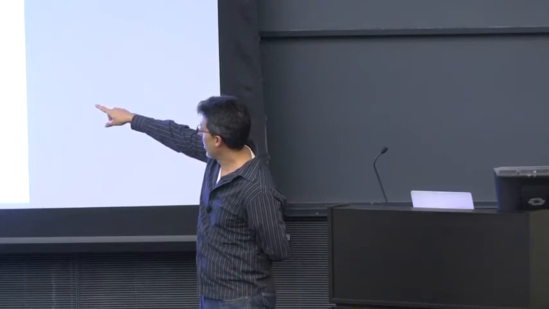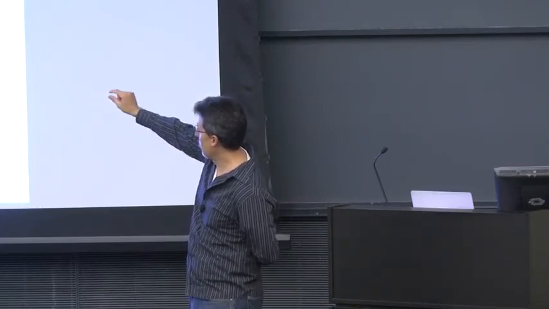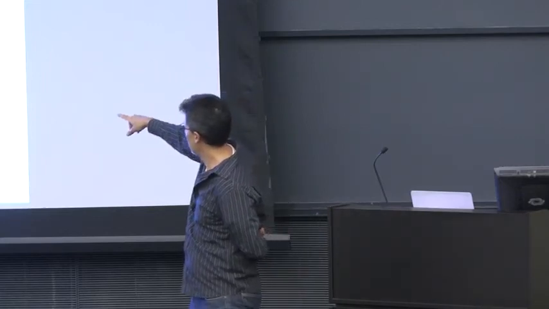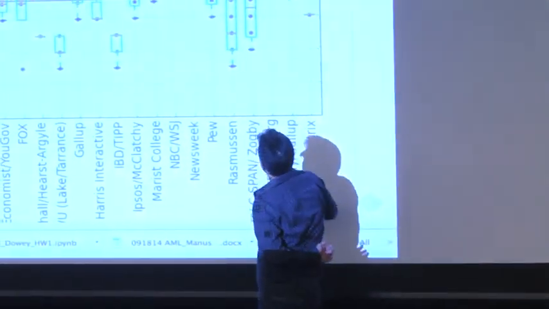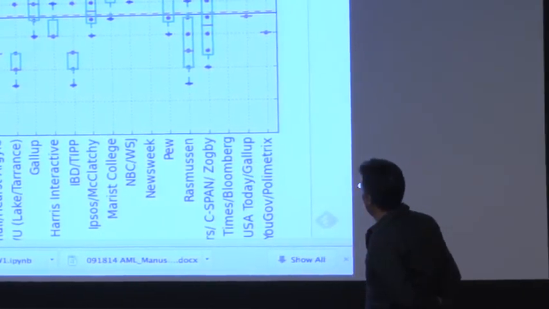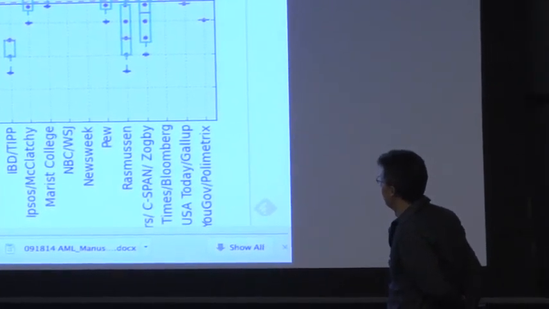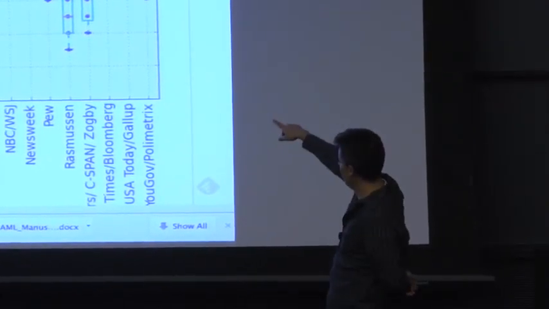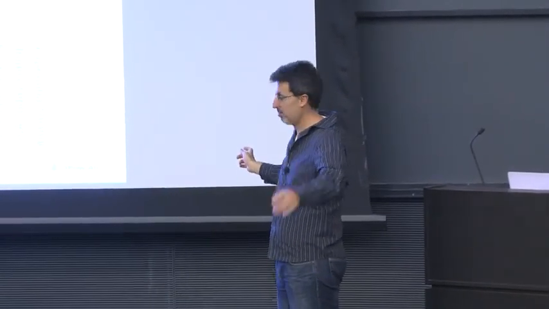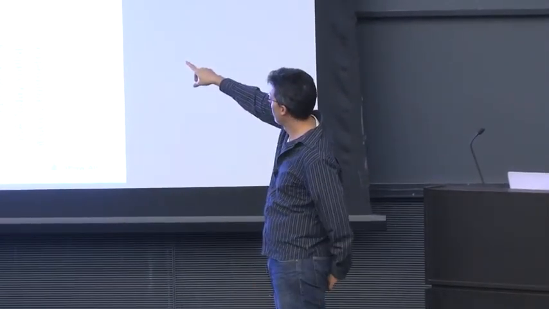So for each pollster, I have plotted what they reported the last month before the election. You can see that C-SPAN ran 1, 2, 3, 4, 5, 6, 7 polls. That's right here. C-SPAN, 7 polls. And who else ran a bunch? Pew ran 4, and look at the answers they got. The difference went from 7 to 15. Could that happen with a random sample? Homework 2. What else do we have?